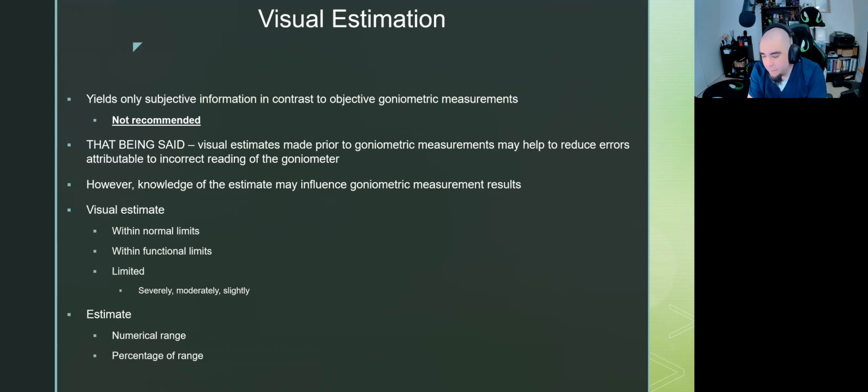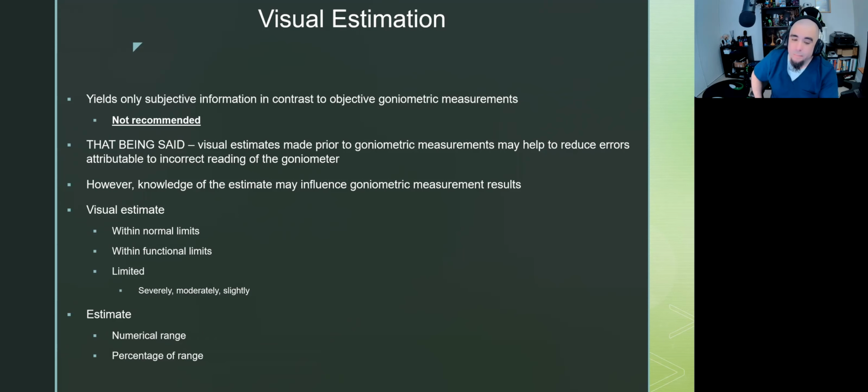This is one I honestly pride myself on. For the most part, when I look at a joint and I have a patient move themselves through the joint, I can get within 10 degrees just looking at where they're at, just by estimation. It's not recommended. But a visual estimate made prior to goniometric measurements may help reduce errors, right? Knowledge of the estimate may influence goniometric measurement results.